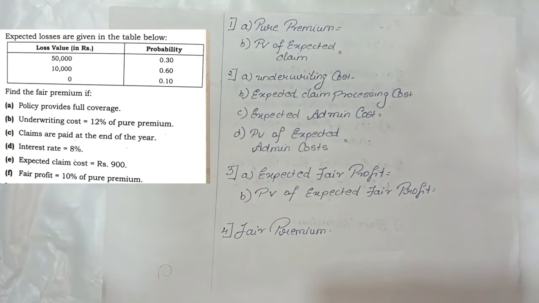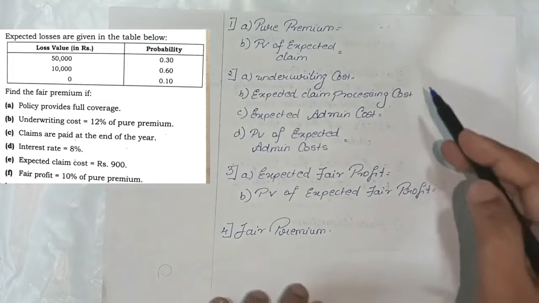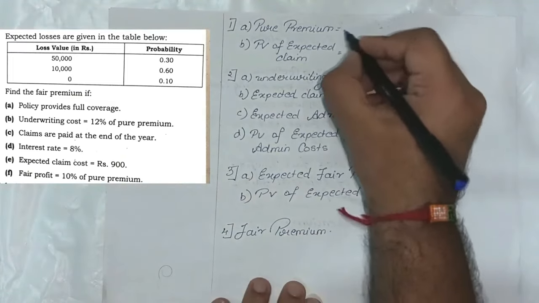It's given that the expected losses are given in the table. Loss values are 50,000, 10,000 and 0, and the probabilities are 0.3, 0.6 and 0.1. Find the fair premium if the policy coverage is full and underwriting is 12% of your premium. Claims are paid at the end. Interest rate is 8%. The expected claim cost is 900 and the fair profit is 10% of pure premium. Okay, let us see how to solve this in the same order. We are not going to change any steps. Okay, chalo, let us start.